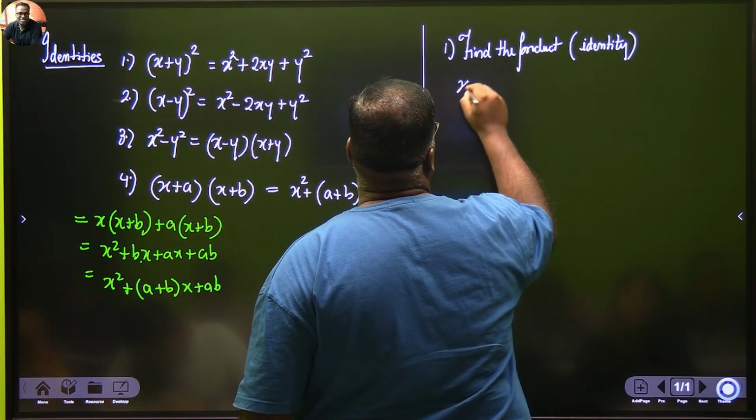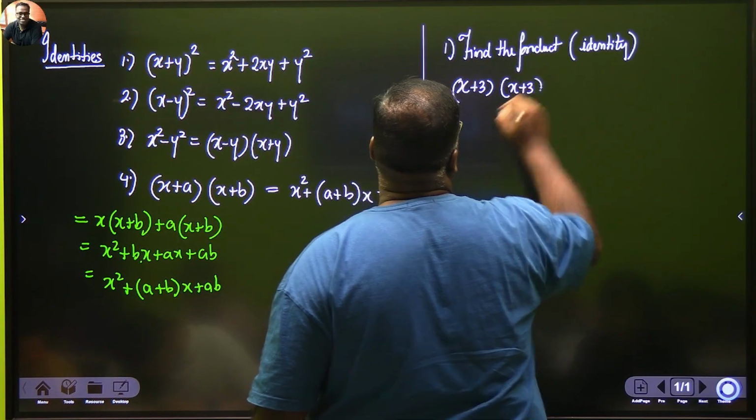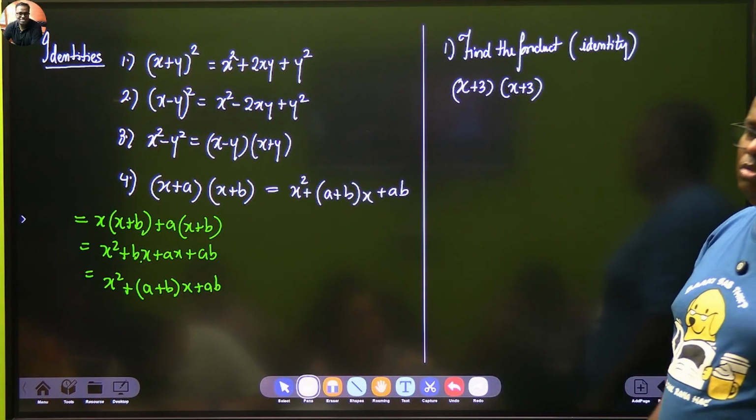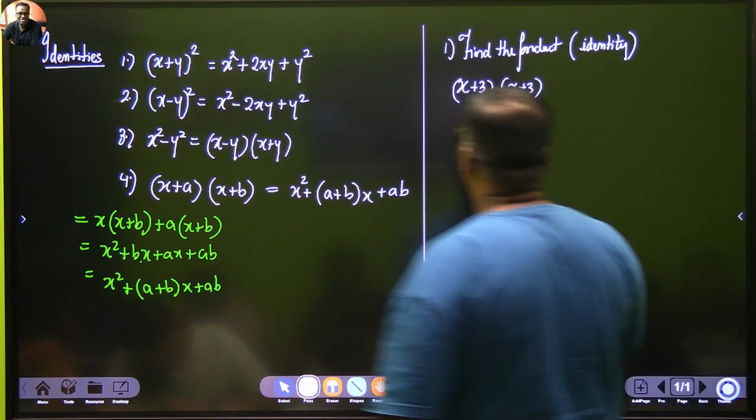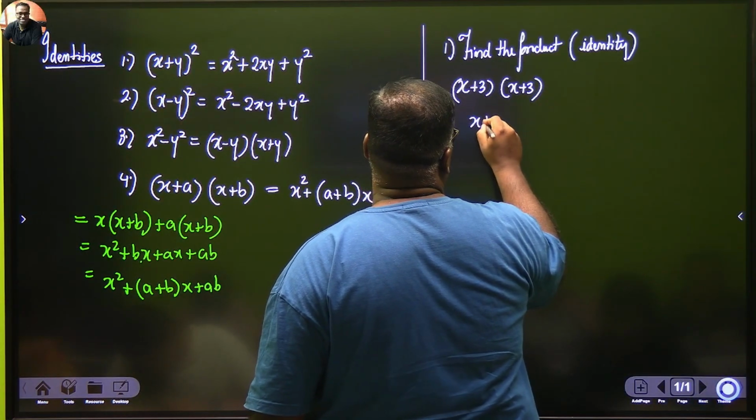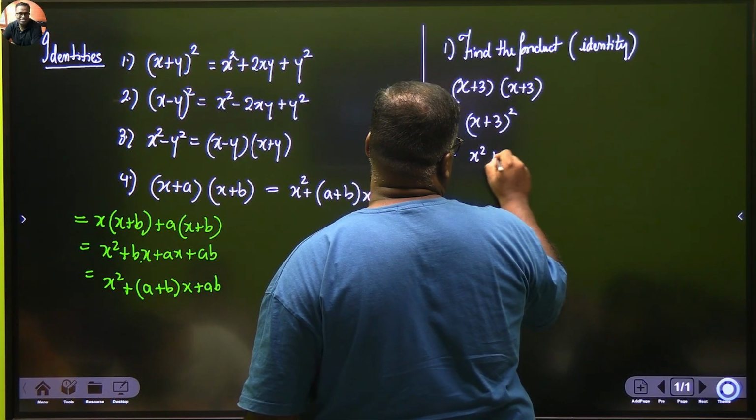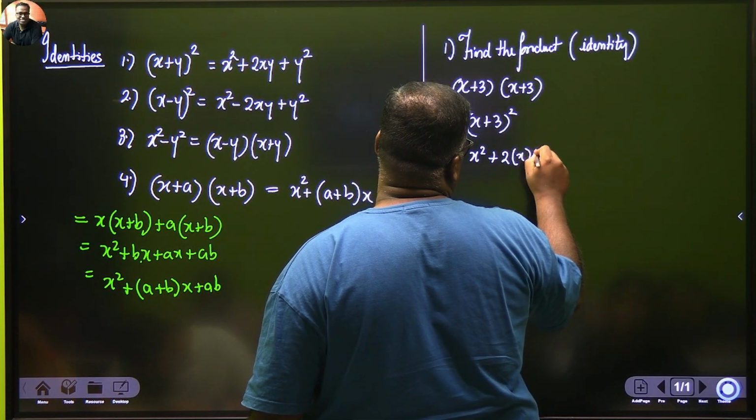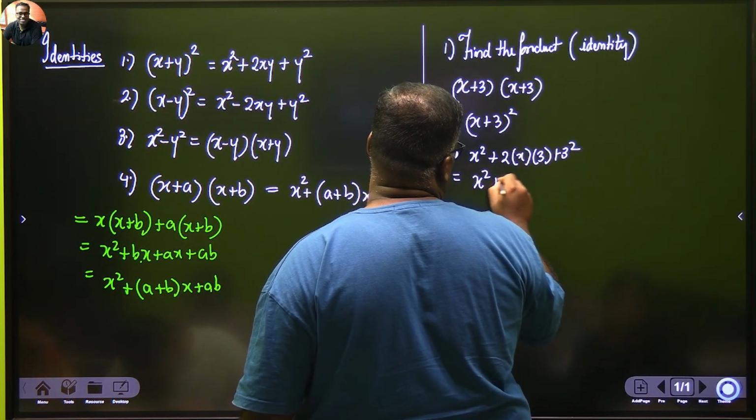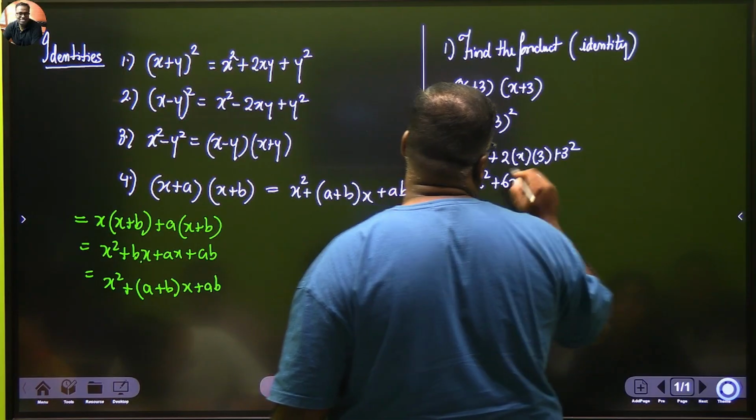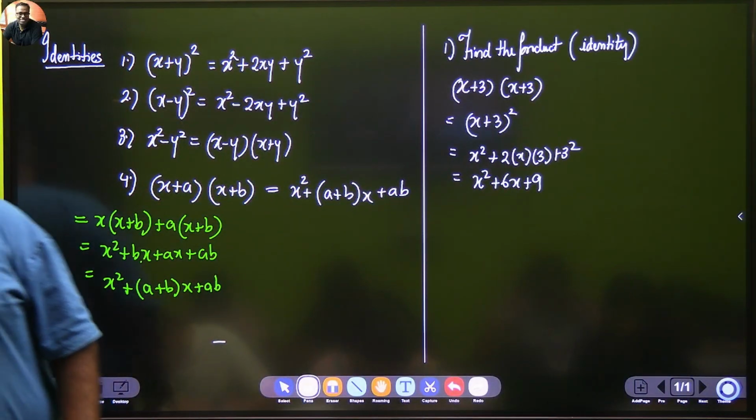So let's see the first problem. The first problem is x plus 3 being multiplied with x plus 3. You are not allowed to do binomial. So what do you see? x plus 3 whole square. Then we will apply the formula, so apply the formula. x plus 3 whole square is equal to x square plus 2 times of x into 3 plus 3 square. Which means our answer will be x square plus 6x plus 9. Our problem ends here. Did you get the same answer?